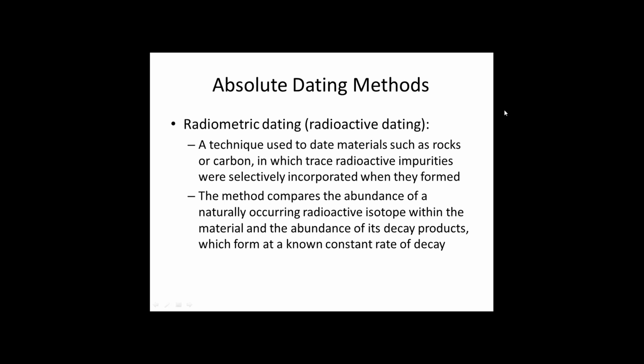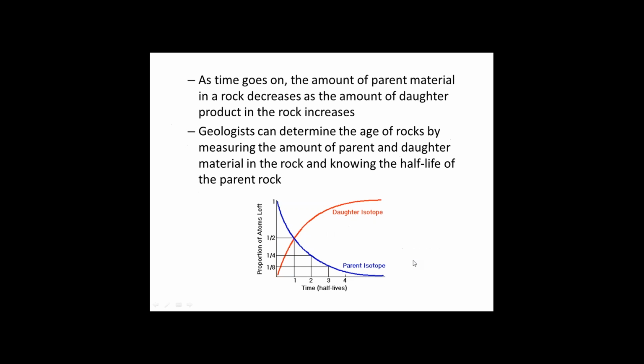If you guys have any questions, just stop me and we'll go a little bit slower, but hopefully that was okay. And so, like I said, as time goes on, the amount of parent material in a rock decreases as the amount of daughter product in the rock increases. And so geologists can determine the age of the rocks by measuring the amount of parent and daughter material in the rock and knowing the half-life of the parent rock. So that's basically a good summary of what I just said.